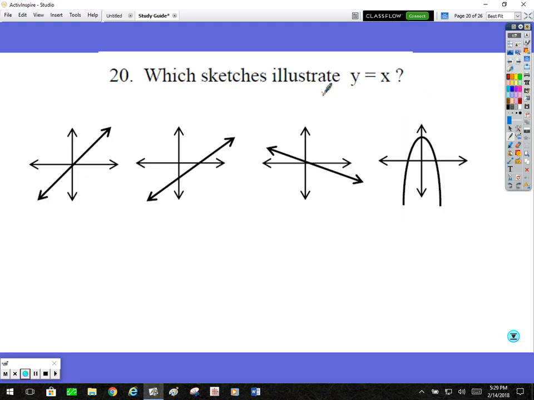Which one of these is the graph of y equals x? Well, we just did it. It's the positive slope line that goes through the origin. Okay, now what's the difference between that one and this one? It goes through the origin, but it's going downhill, so this equation would be y equals negative x, right? Okay, all right, so let's see what we got next.